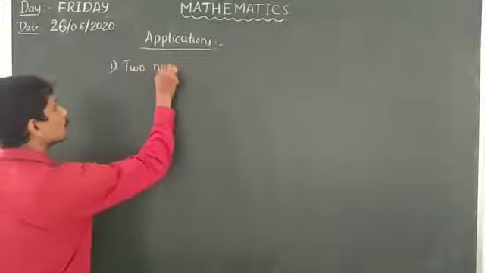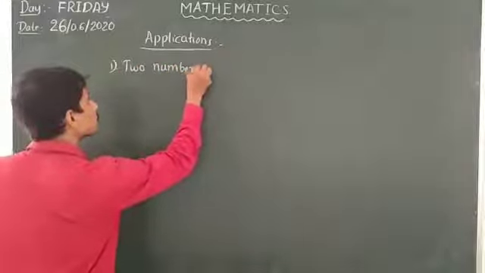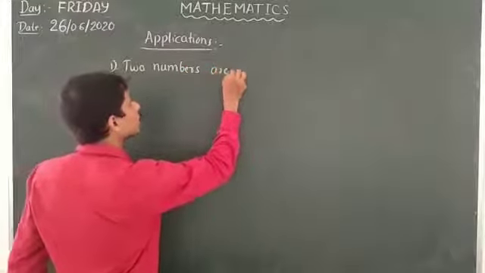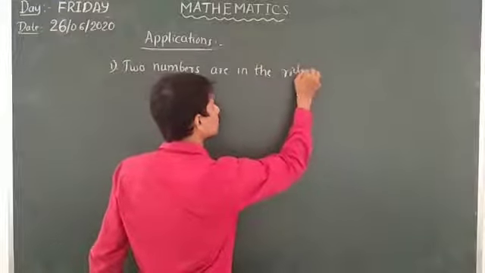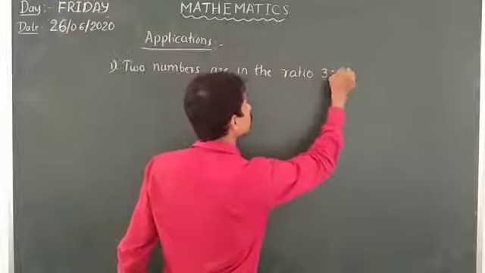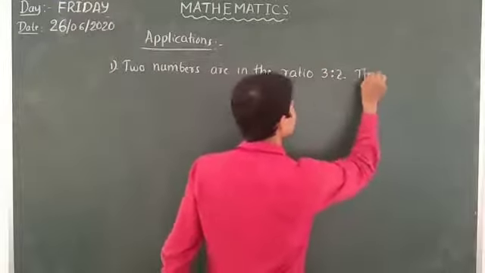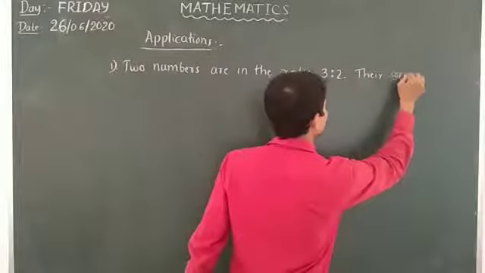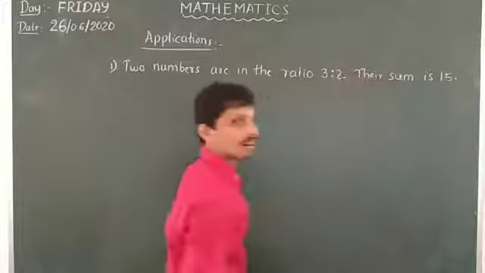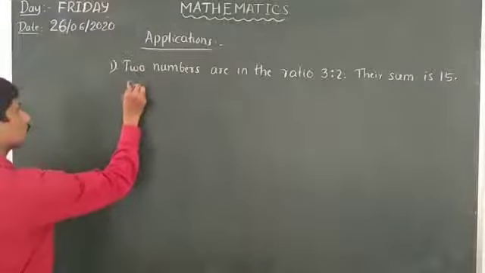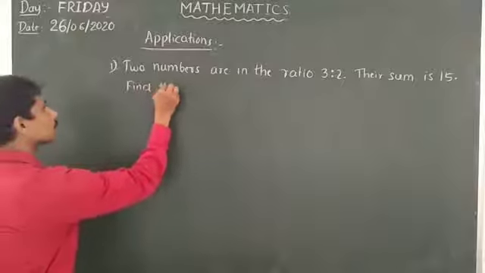Two numbers are in the ratio 3:2. Their sum is 15. Find the numbers.